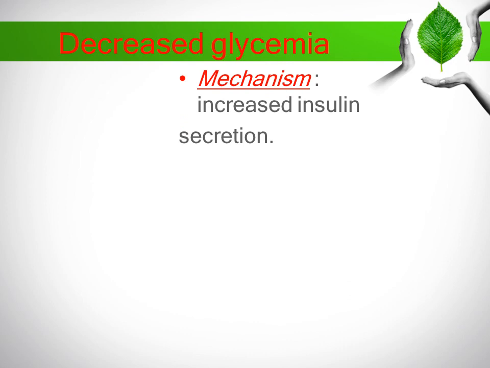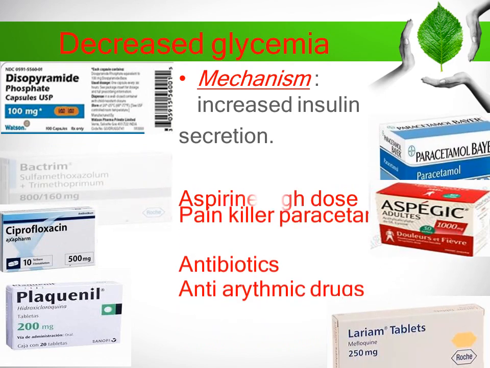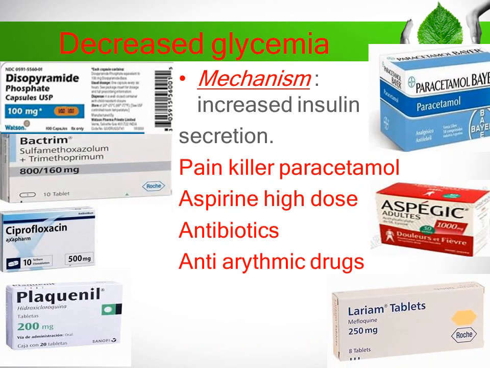So we start with medications that decrease glycemia. The mechanism involved is increasing insulin secretion. We have a long list, like painkillers such as paracetamol and high-dose aspirin, and some antibiotics like ciprofloxacin and sulfamethoxazole-trimethoprim, called Bactrim. And we have some antiarrhythmics like disopyramide, and Plaquenil, also called hydroxychloroquine, and Lariam, used against malaria.